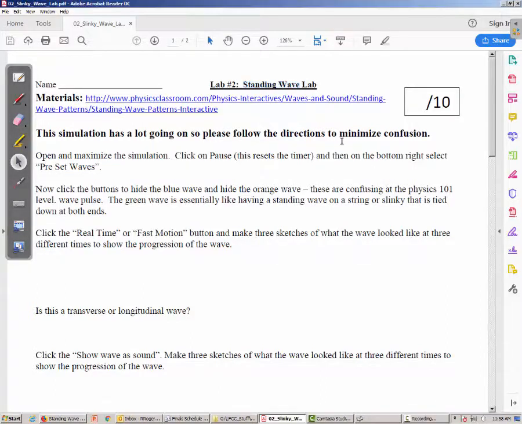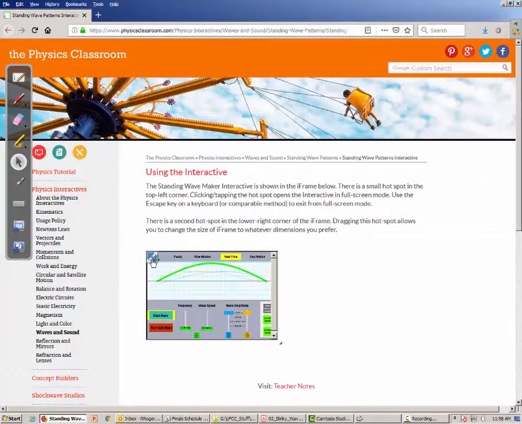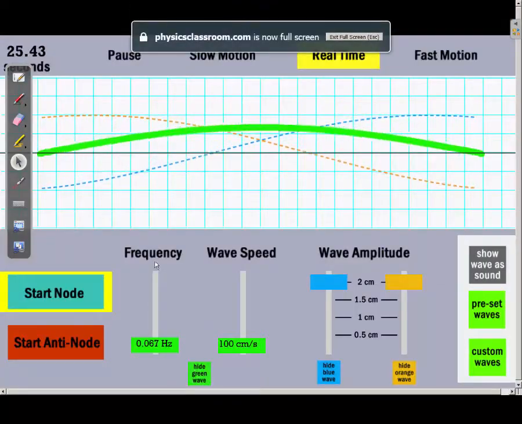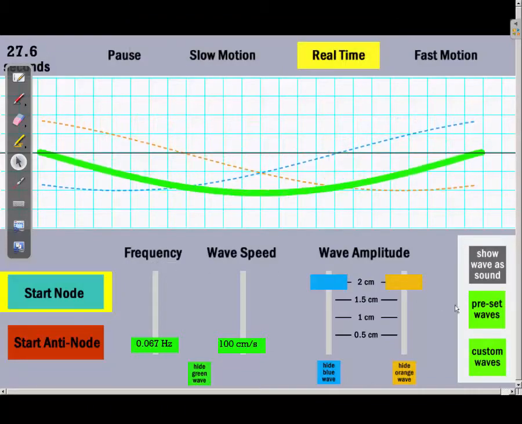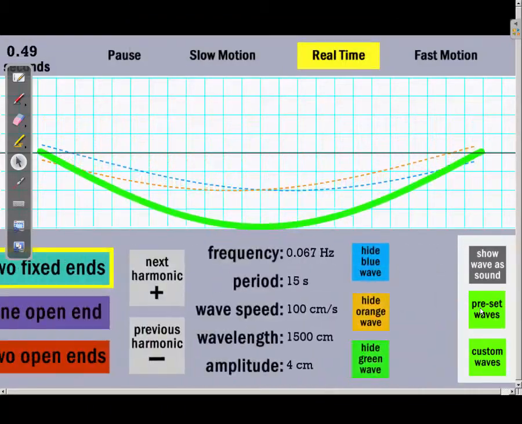Okay, this is a quick little introduction on lab number 2. It's about standing waves. So we're going to go to this simulation right here. Let's pop this open, and we're going to make this full screen. There's a whole lot of things going on here, so we're going to make this just a little bit simpler.